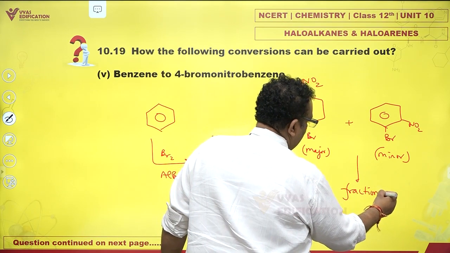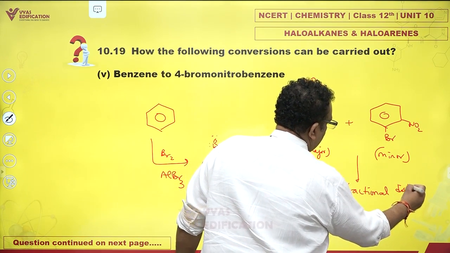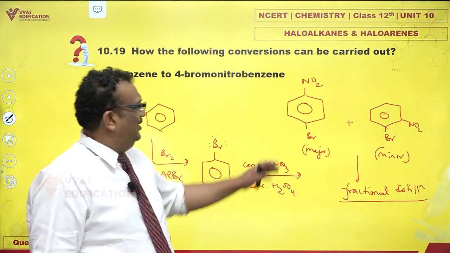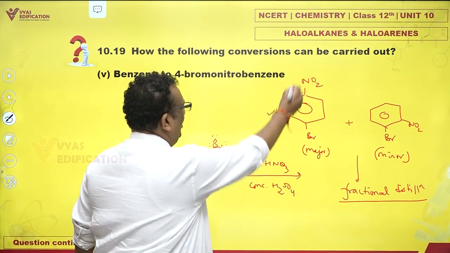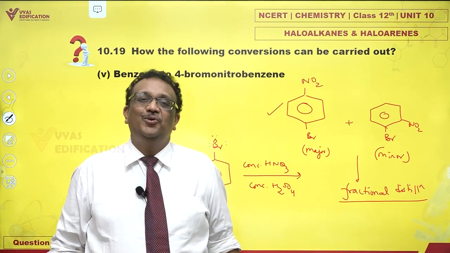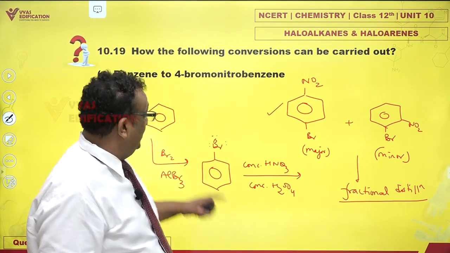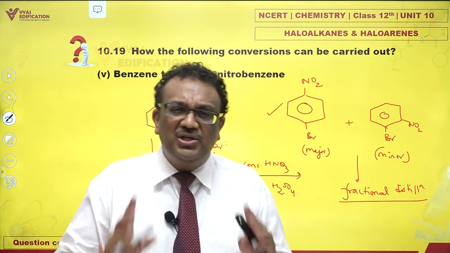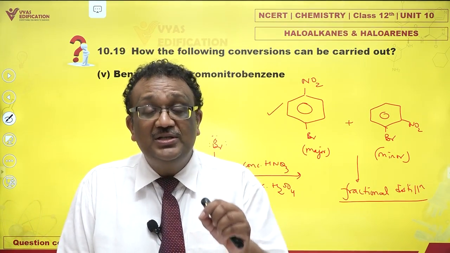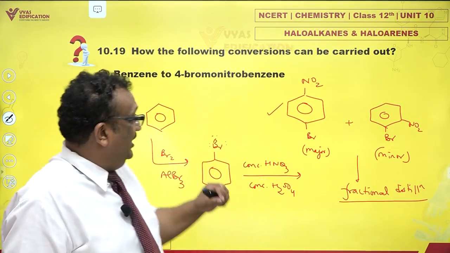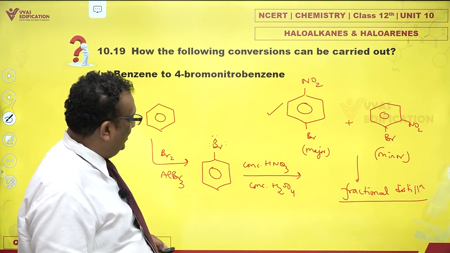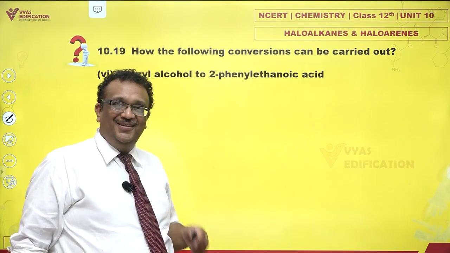Fractional distillation. Fractional distillation will easily separate them, and you have this product, and this is what you wanted, and this is what you get. Important part is, please do not carry out nitration first, because nitration is a major deactivator, and also it is meta-directing group in case you have NO2 before, so you would get meta-bromo, not para-bromo in that case. Got it? Right.